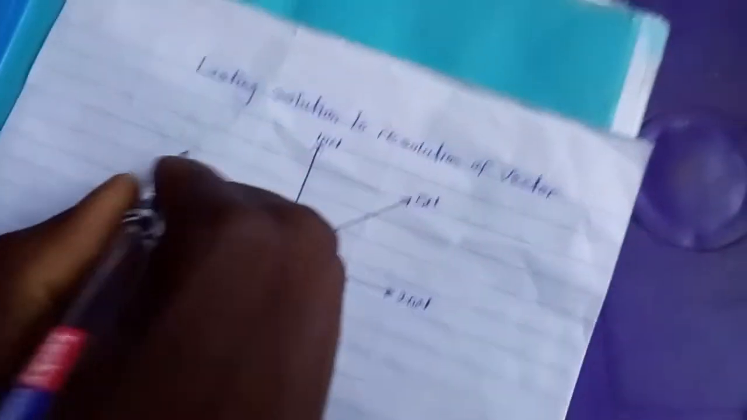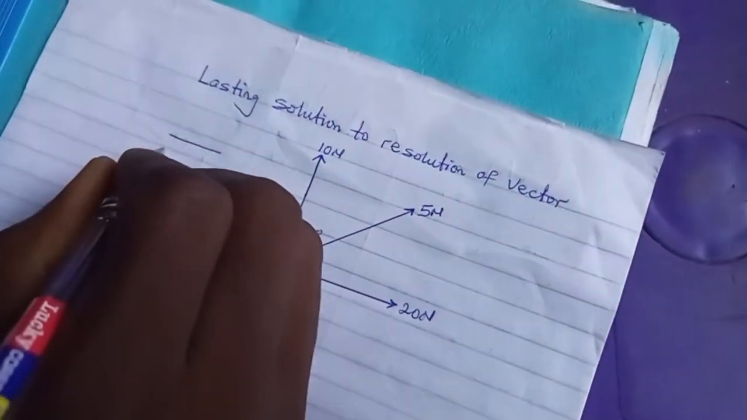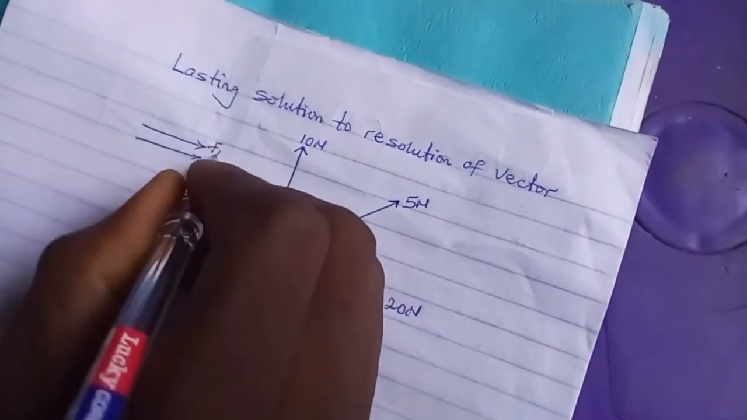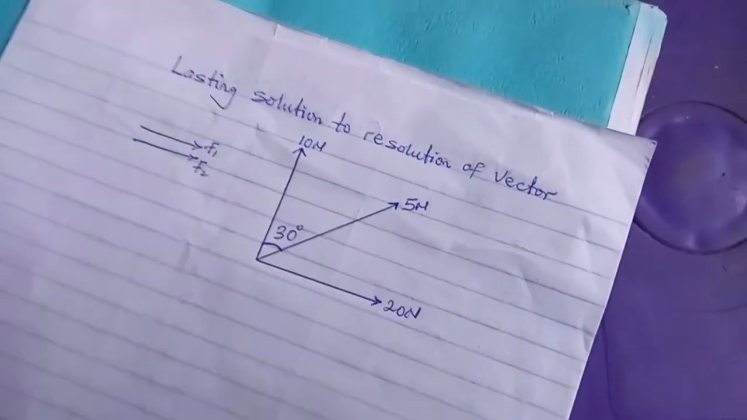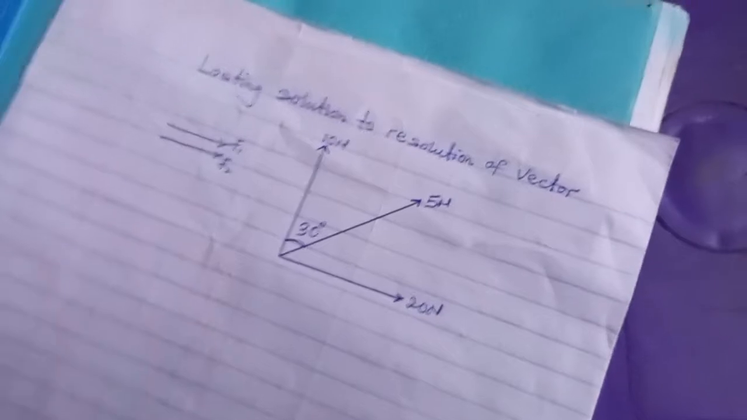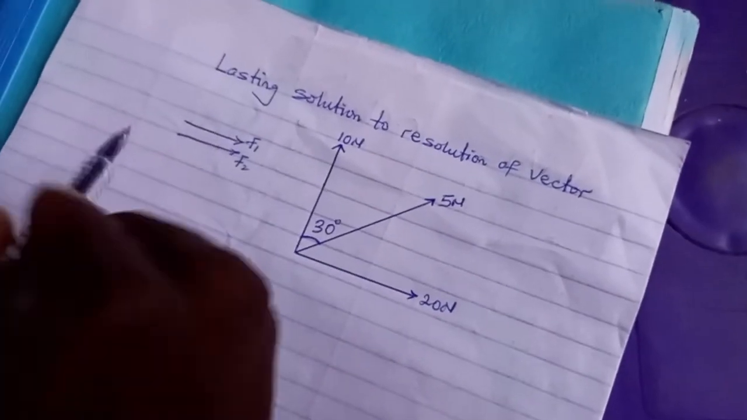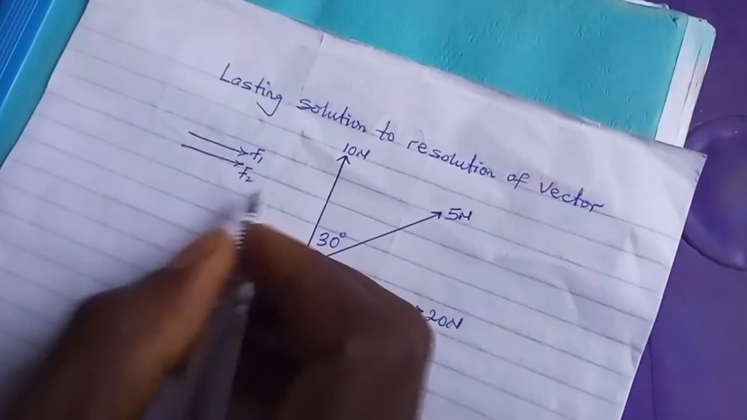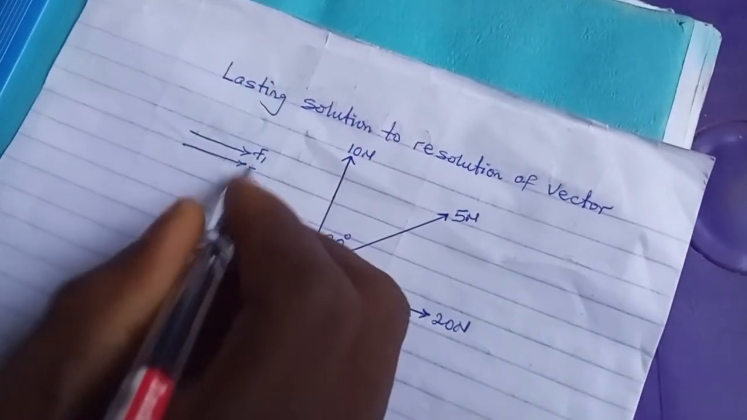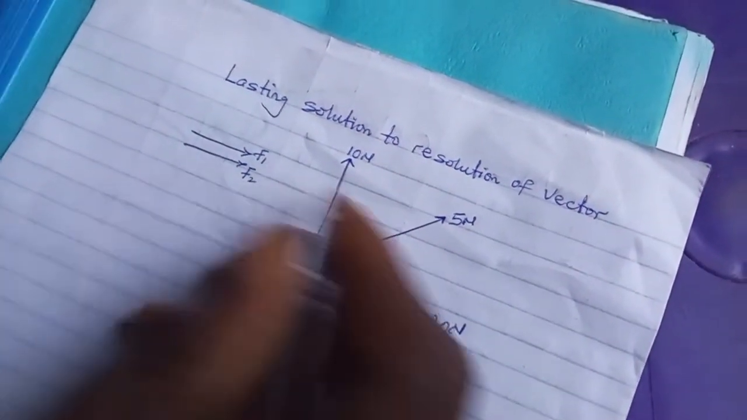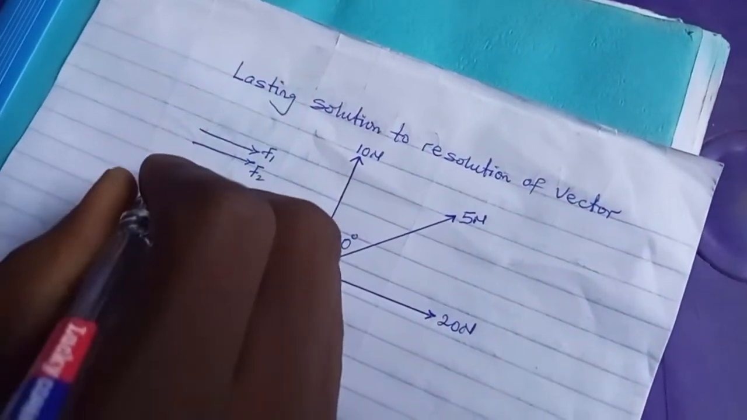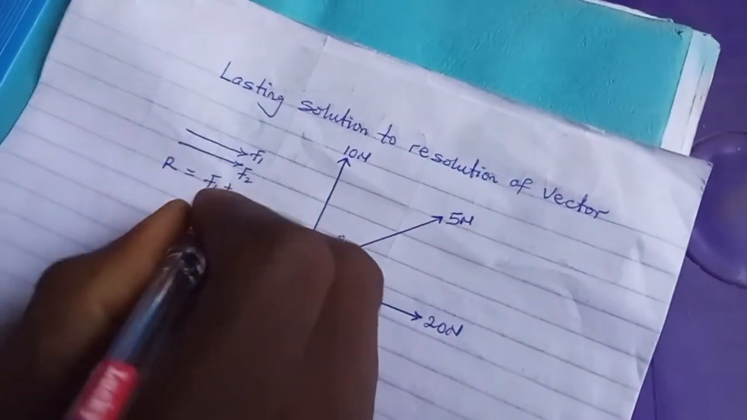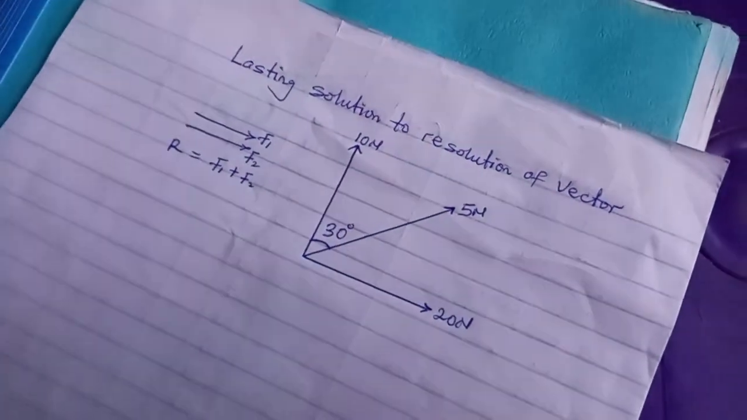I think you know that when two vectors are acting in the same direction, for example, we have F1, F2. Don't forget, force is an example of a vector quantity. So if the two of them are acting in the same direction, the resultant or net force is simply the summation of these two forces because they are acting in the same direction. That is, our R will be equal to F1 plus F2.